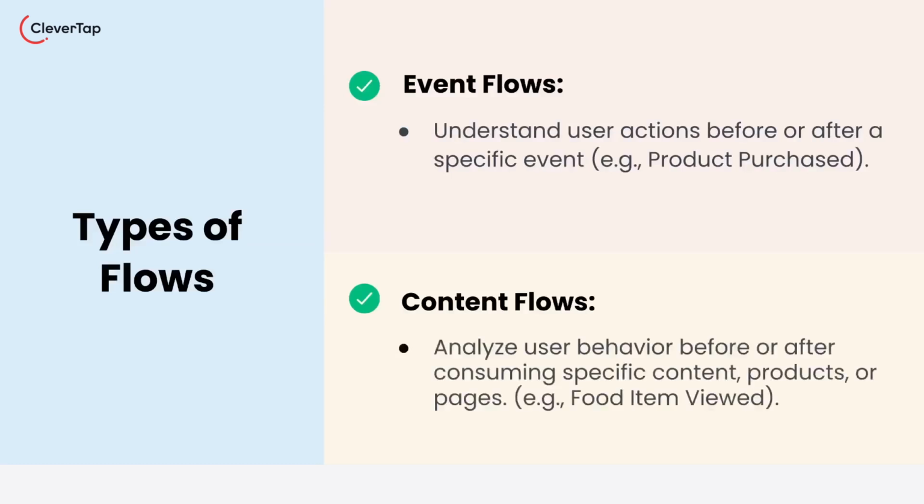On the other hand, content flows provide information on what actions users performed before or after consuming a specific content, product, or page. For example, what food item did users view before or after viewing pasta?